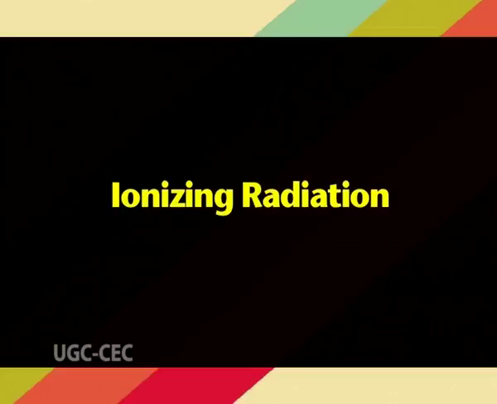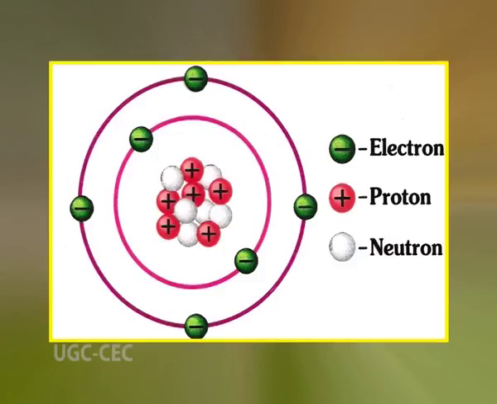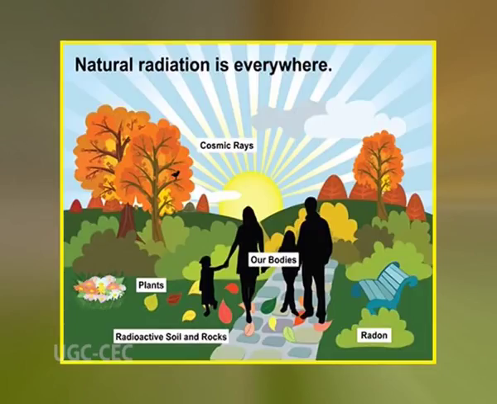First, ionizing radiation. Ionizing radiations are capable of knocking electrons out of their orbits around atoms, upsetting the electron-proton balance and giving the atom a positive charge. Ionizing radiation includes the radiation that comes from both natural and man-made radioactive materials. Various types of ionizing radiations and their penetrating power can be studied under the following headings.